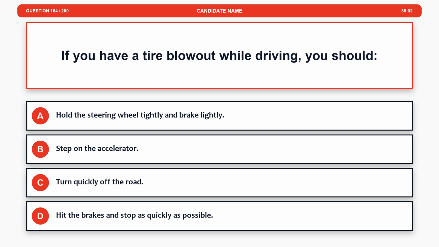Question 164. If you have a tire blowout while driving, you should: Option A, hold the steering wheel tightly and brake lightly. Option B, step on the accelerator. Option C, turn quickly off the road. Option D, hit the brakes and stop as quickly as possible.